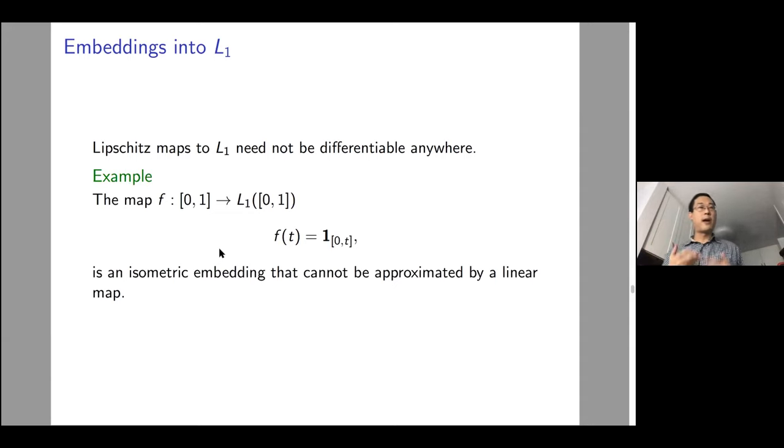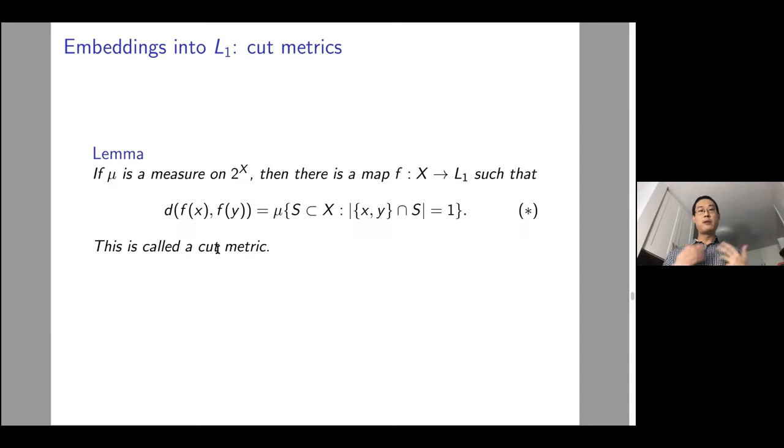How can we realize that? How can we make that happen? So what I'm going to do is construct a map from the Heisenberg group into L1 based on what are called cut metrics. The idea of a cut metric is that if you have some space X and a measure on the power set of X, then there's a map F from X to L1 so that the distance between F of X and F of Y is the measure of the collection of sets that contain either X or Y, but not both, the collection of sets that cut X and Y apart, that separate X and Y. This is called a cut metric.